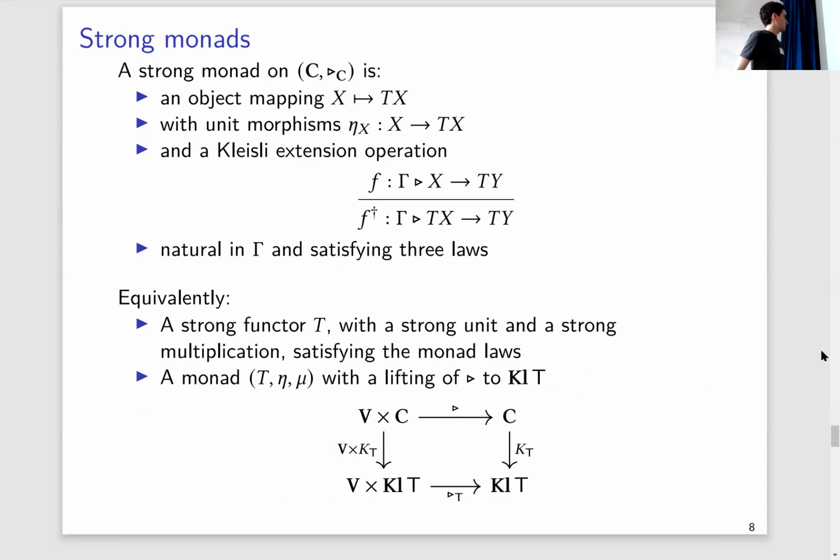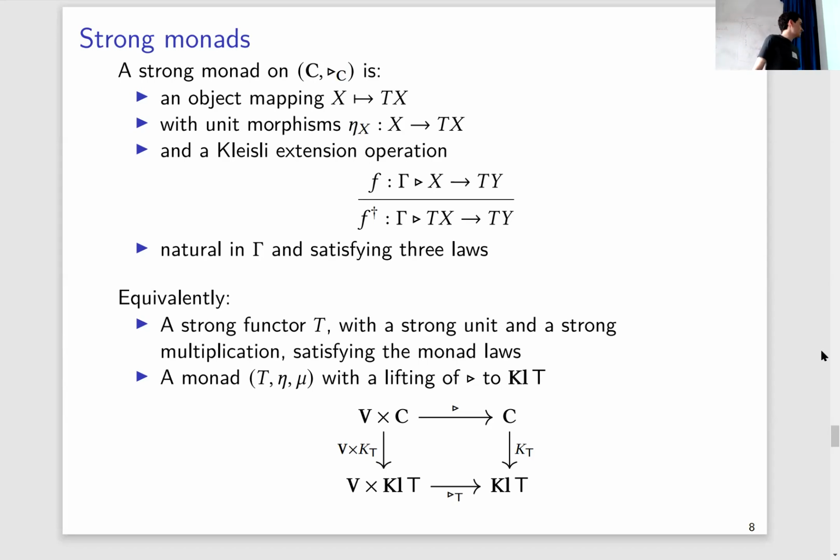There are actually quite a few equivalent ways of defining strong monads. A more standard one would be to say, well, we have a strong functor together with a unit and a multiplication, and the unit and the multiplication have to be compatible with the strength.